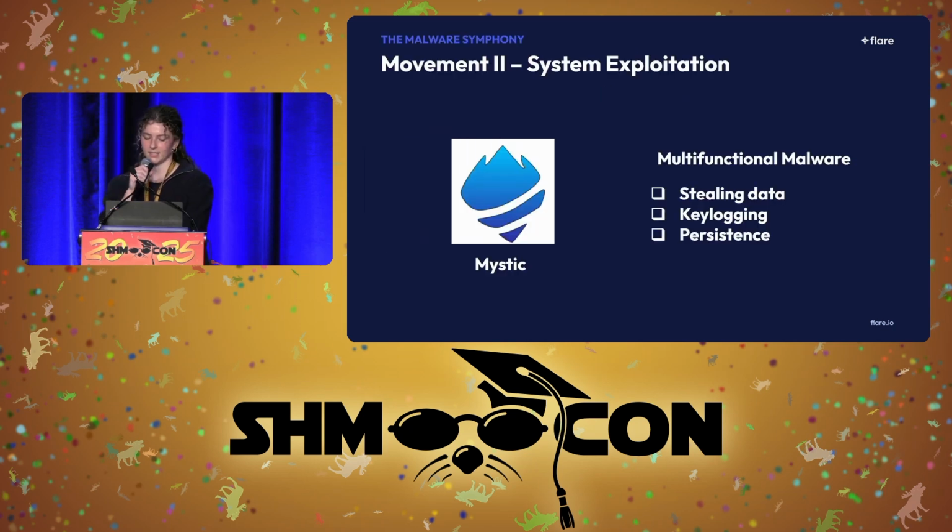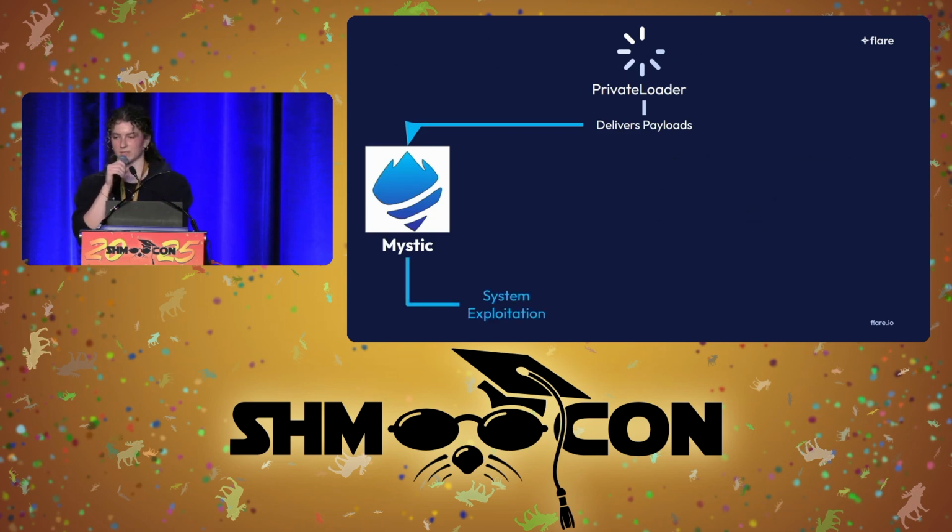Then the first wave of malware would come by. This is the multifunctional malware, like Mystic. Mystic, once deployed, can execute multiple tasks in order to exploit the compromised system, such as, for example, stealing data, keylogging, or even creating persistence. This second movement really is all about system exploitation in various ways.